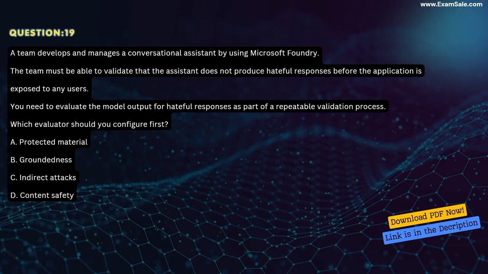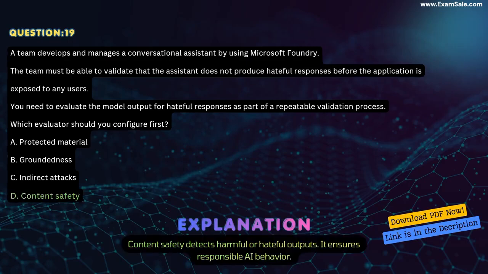A. Protected material. B. Groundedness. C. Indirect attacks. D. Content safety. Correct answer: D. Content safety. Explanation: Content safety detects harmful or hateful outputs. It ensures responsible AI behavior.